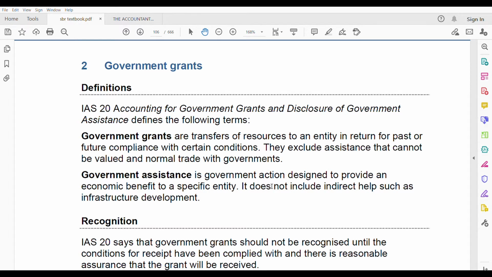Government assistance is government action designed to provide an economic benefit to a specific entity. It does not include indirect help such as infrastructure development. Infrastructure development is not government assistance, because infrastructure is for everyone. It is not for only one person. But if it is for just one individual person, and the government is taking certain actions to help them, it is known as government assistance.